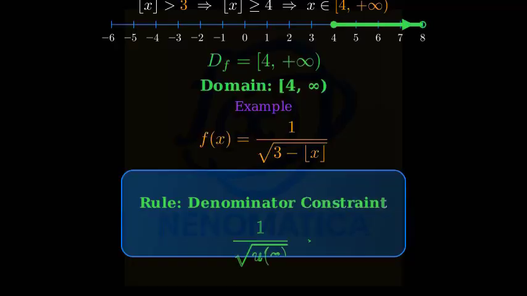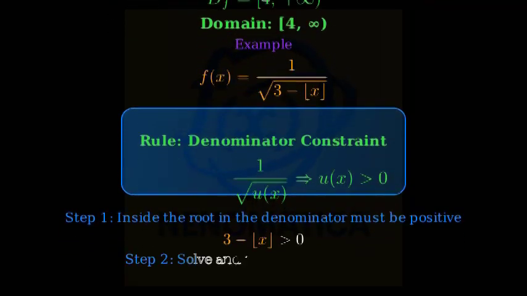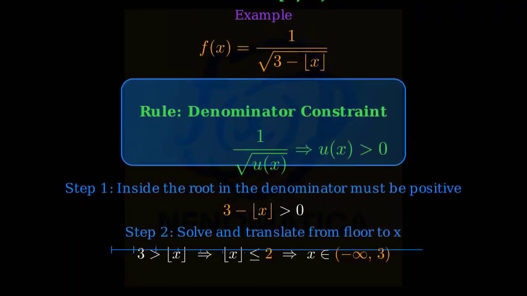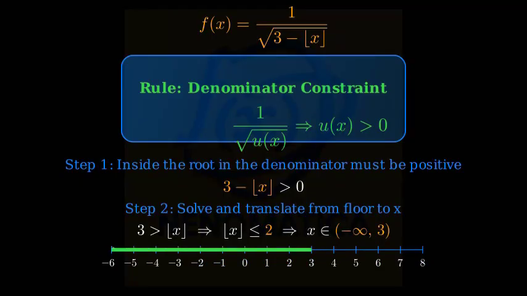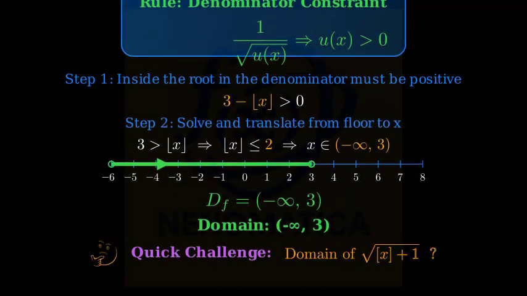Set 3 minus floor of x greater than 0. That gives 3 greater than floor of x. So the floor is less than 3, which means x is less than 3. Let's put that on a number line. The domain is negative infinity to 3, not including 3. Quick challenge. What is the domain of the square root of floor of x plus 1?